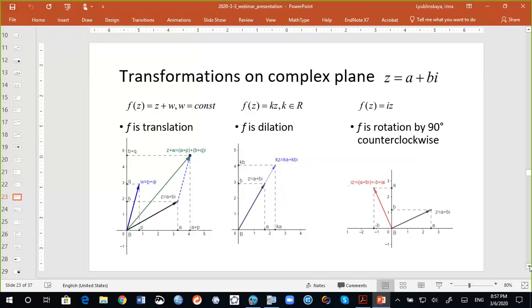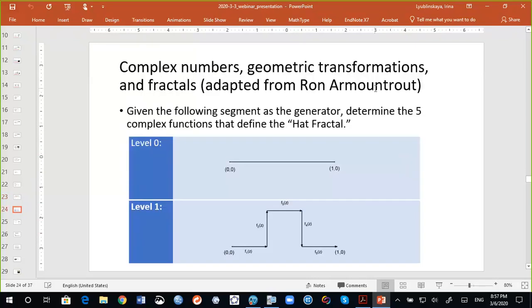And that brings us to a very interesting activity or exploration that your students can do in your classes. This activity was developed by Ron Armantrout, and I adopted it from him. So we're going to use these complex numbers as geometric transformations to create a fractal. Imagine we have a segment from 0 to 1, and then on that segment, you create a little hat. So you broke this into 3 equal parts, and you've created a hat where each segment is the same length. Then we can think about point 0, 0 being transformed through 5 different functions to get to 1, 0.